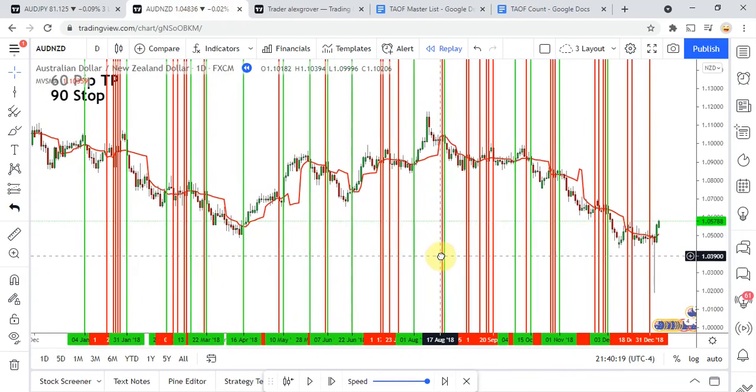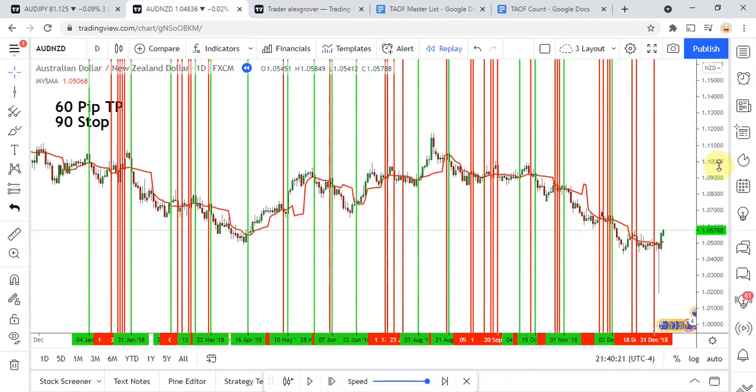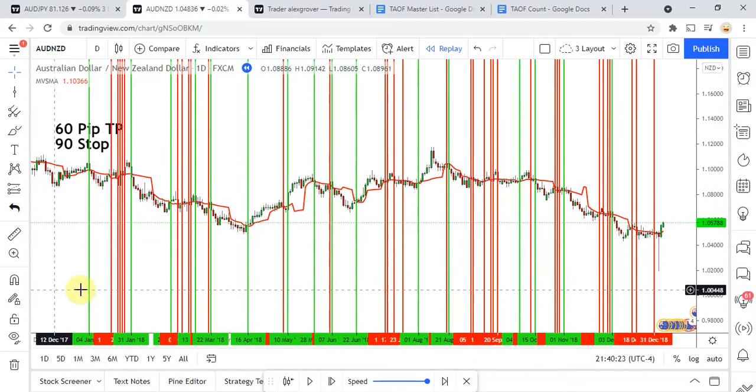All right, so back to the indicator here. Yeah, we got quite a few trades here. An over trader for sure. Let's go ahead and add these up, see what we get.